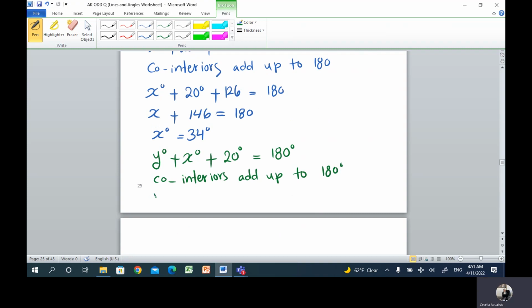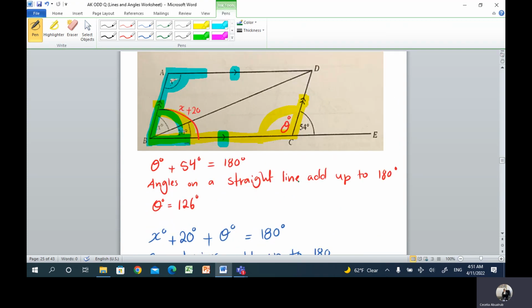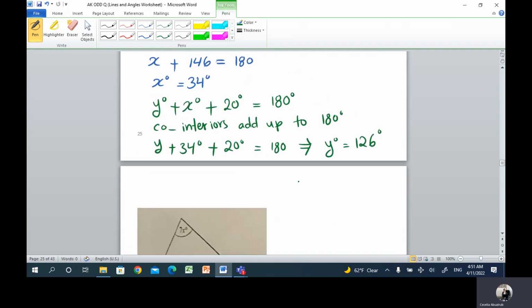Now, you can replace the x with 34 degrees, and if you simplify 34 plus 20, it will be 54. And if you subtract the 54 from 180, y will come down to 126 degrees. And we found y and we found x. So we are done with this question.